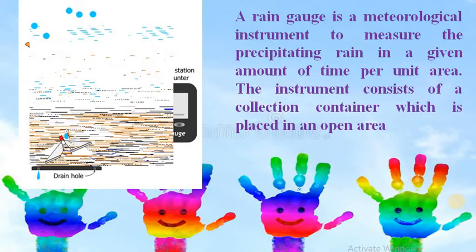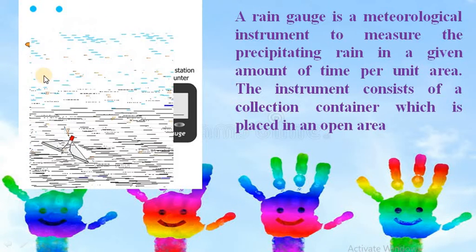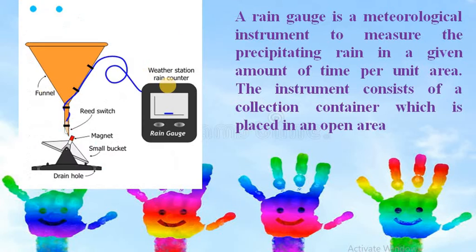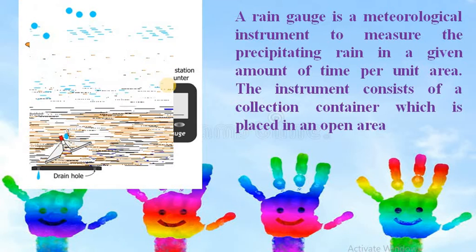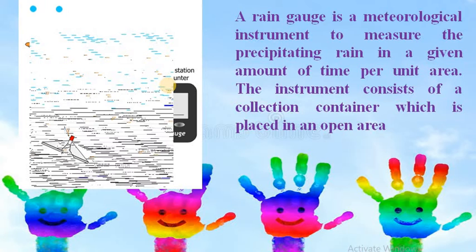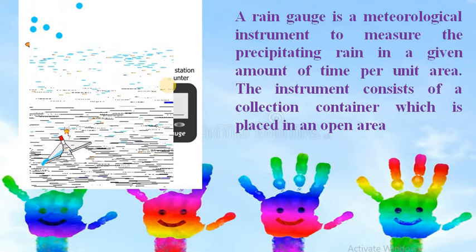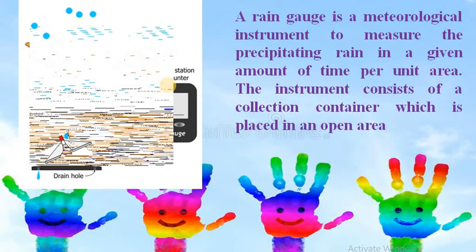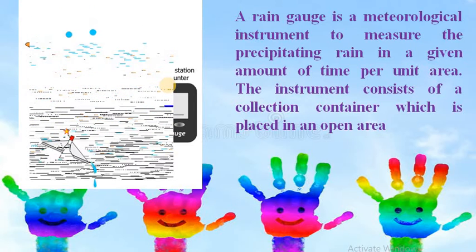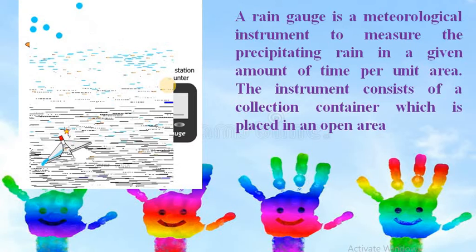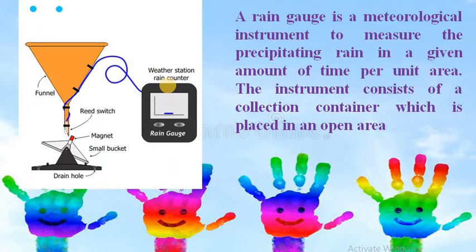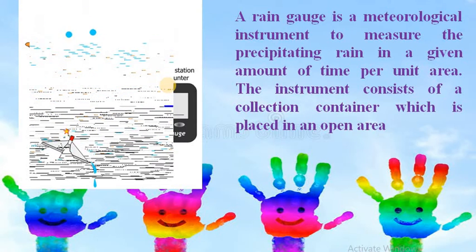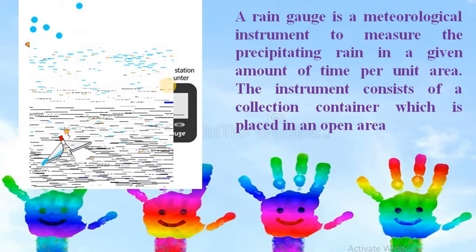See, this is rain gauge. A rain gauge is a meteorological instrument to measure the precipitating rain in a given amount of time per unit area. The instrument consists of a collection container which is placed in an open area. A rain gauge is used for recording rainfall.